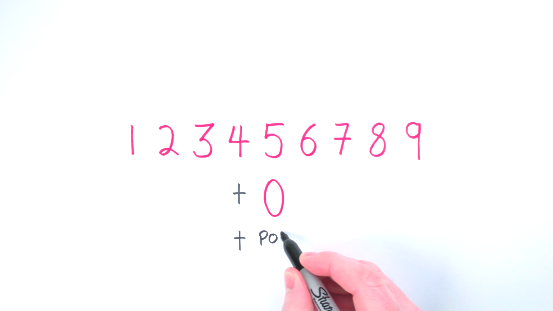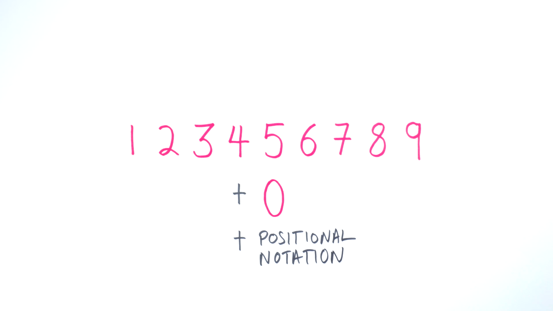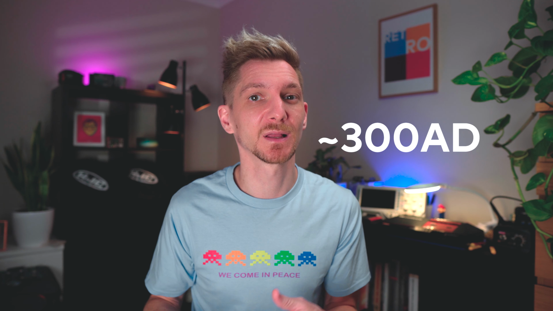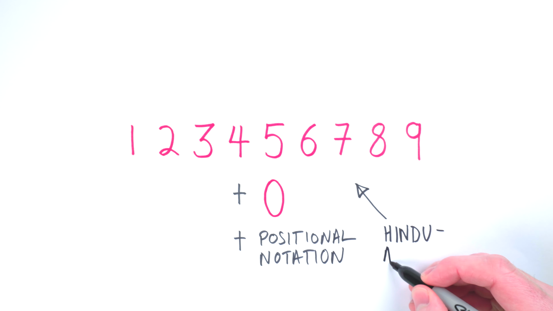Now human beings have had the symbols 1 to 9 for a very long time, but trying to count with just those 9 symbols is kind of tricky. It's the innovation that led to us using the number 0 and something called the positional notation system that really changed the way we count. And we think that happened in around the 4th century, leading to the 10 symbols that we use today.